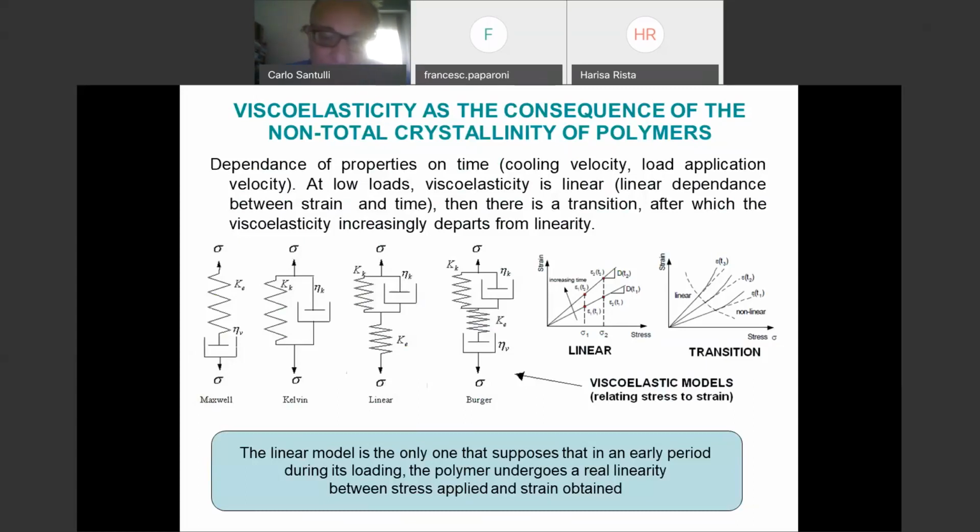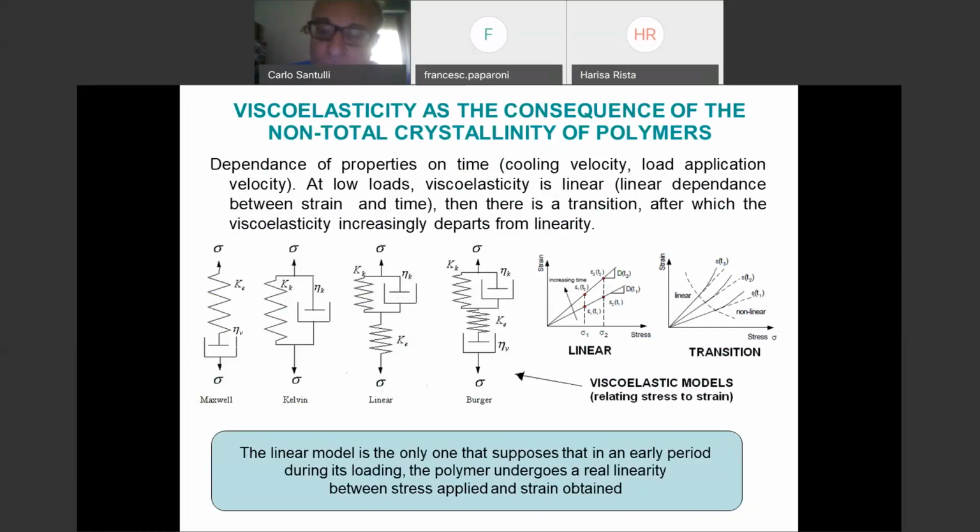In practical terms, the frequency has a direct relation with time. So there is a relation between the strain and time. The relation between the strain and the time can be linear. So if you increase by a linear amount, by some coefficient, the strain over time, you increase by the same coefficient also the strain. Then after a transition, you find out that the strain increases with increasing coefficients. So there is no longer linearity.